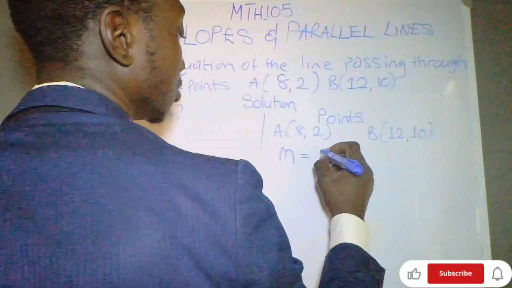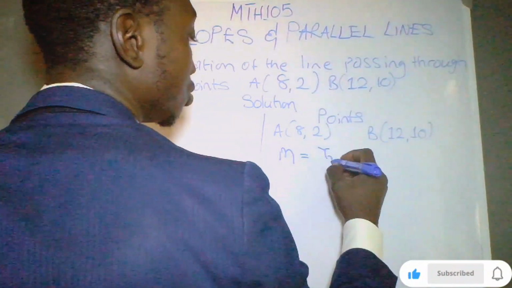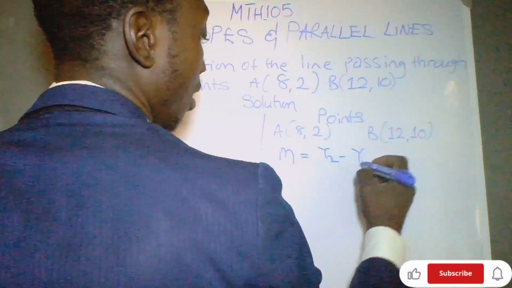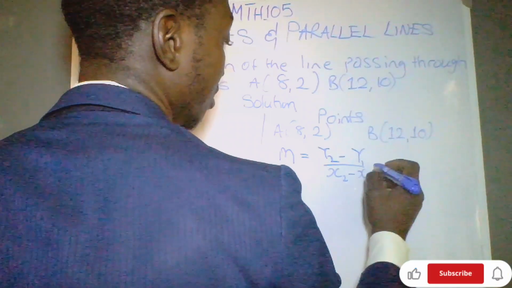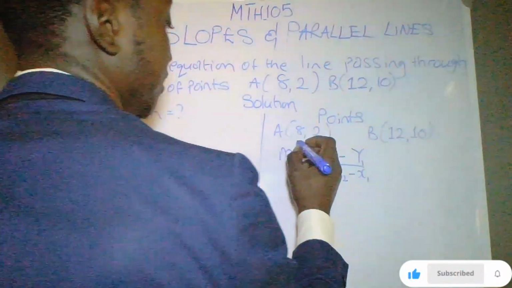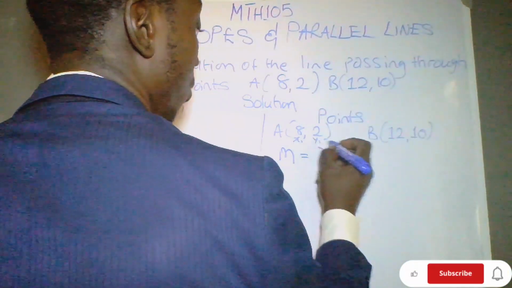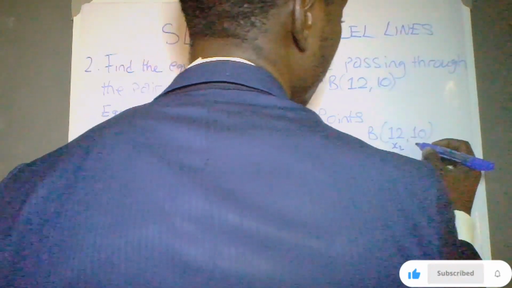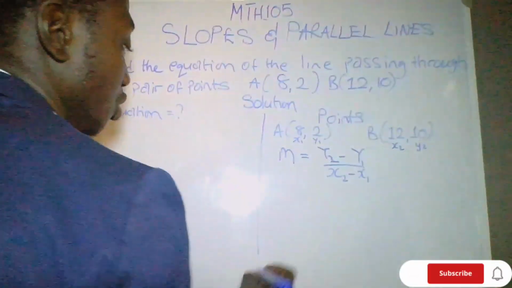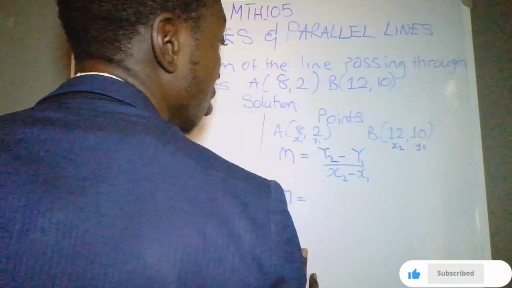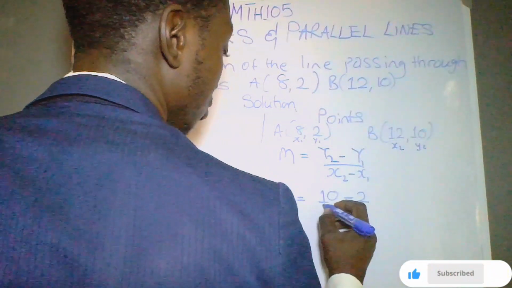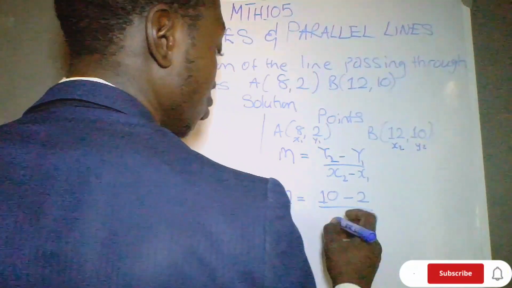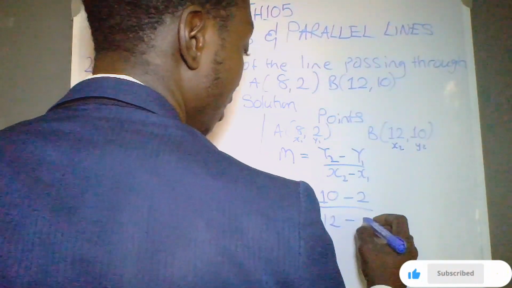M equals y2 minus y1, and we have x2 minus x1. So this is x1, we have y1, we have x2, we have y2. So we have our m equals y2, which is 10, minus y1, which is 2. And we have our x2, which is 12, minus x1, which is 8.